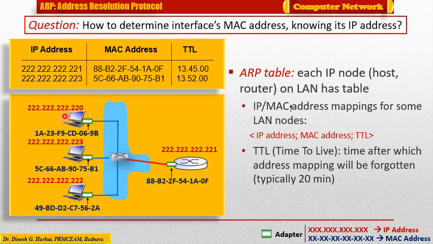When this host is sending a datagram, it needs to insert the MAC address of the destination. Here the important question arises: how does the sending host determine the MAC address for the destination host with a given IP address? The source host knows the IP address of the destination host, but how does it know the MAC address of the destination?